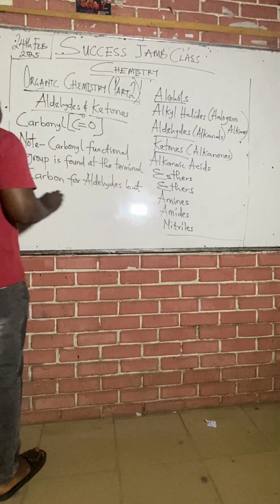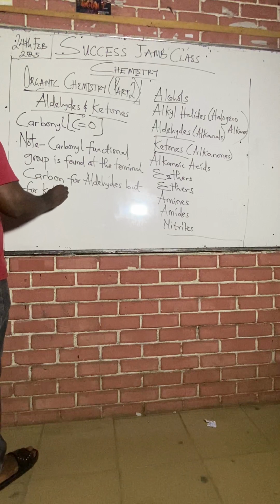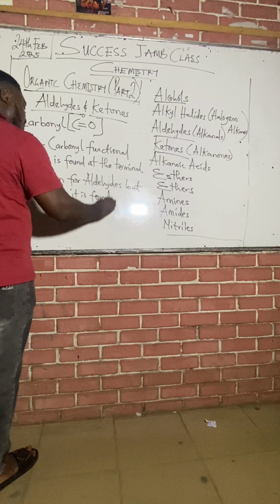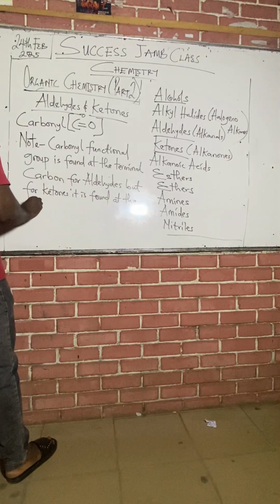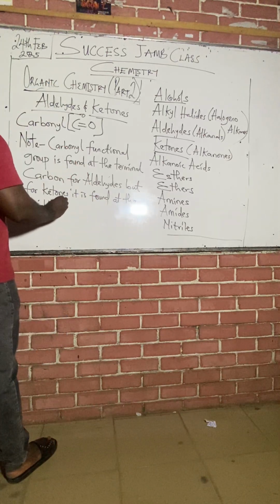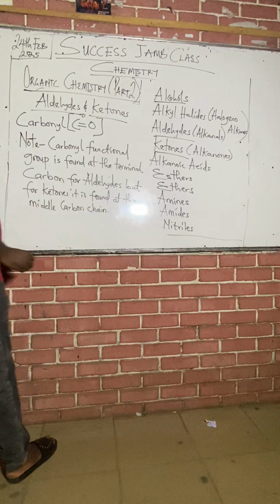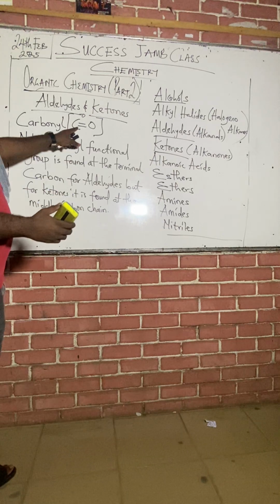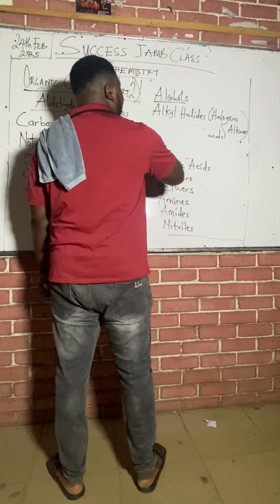But for ketones, it's found at the middle of the carbon chain. It's found where? At the middle of the carbon chain. Aldehydes is found at the what? Terminal carbon. Ketone is found at the middle. This is the carbonyl group, C double bond O. When you see an organic compound containing C double bond O, just know that it's either an aldehyde or a ketone.